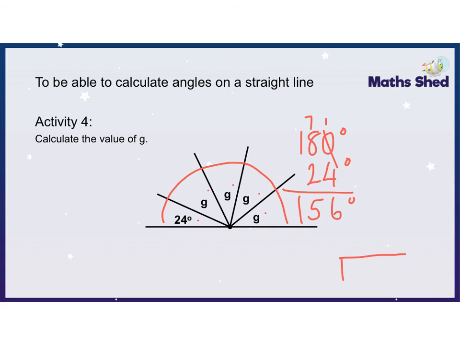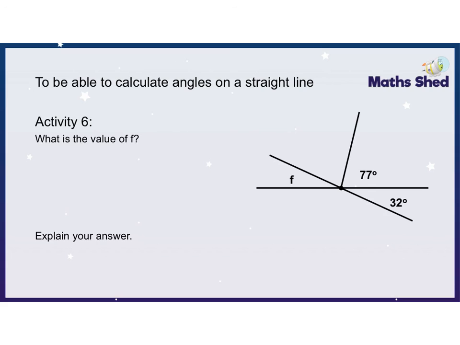So now I'm going to use my quick bus stop method to divide 156 by 4. 4's into 1 I can't do, so I'm going to put a 0 and take that 1 over there, and it becomes 15. 4's into 15, go 3. 3 times 4 is 12, so there's going to be 3 left over, and 4's into 36, go 9. So G must equal 39 degrees.